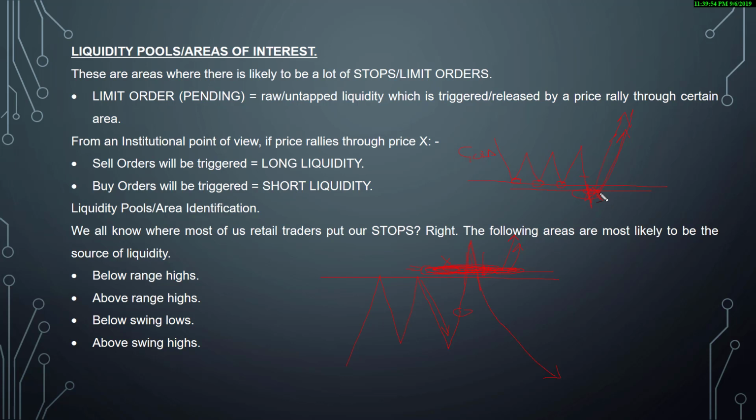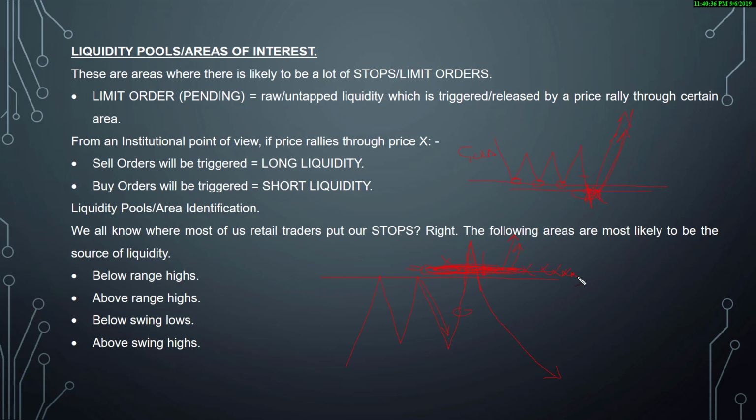This is an area of interest for the big guys, because most retail traders, that's where they put their stops, guys. That's where they put their limit orders. So you must always know X is not a good area to play with. Wait for your candlestick to close before you get in. So X represents a liquidity pool where the stops will be resting, right? So we all know where most of us retail traders put our stops, right?